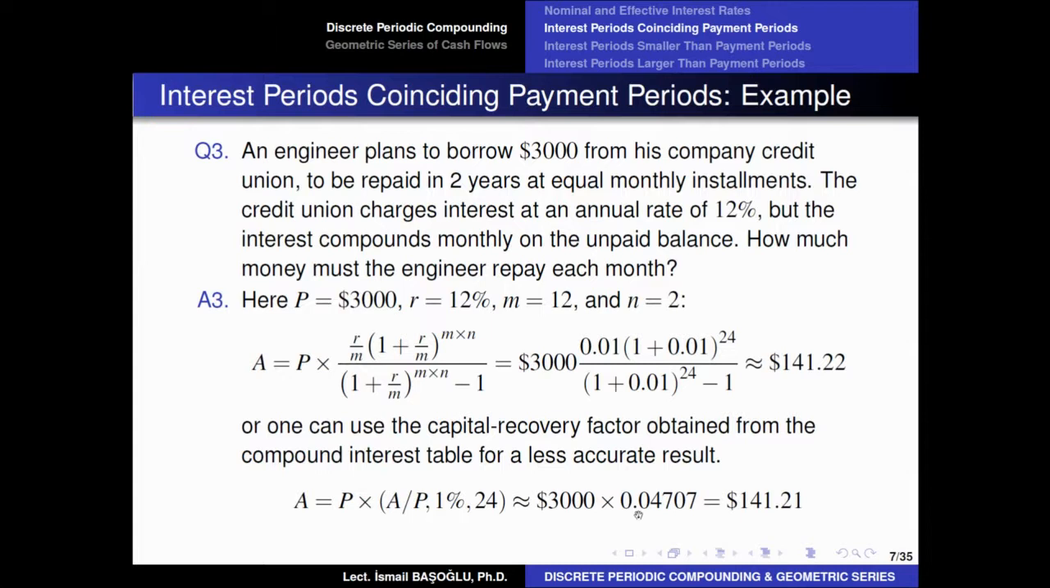And that capital recovery factor would be 0.04707 if you check the table. And again, you are going to get a value which is very close to the value you obtained in the exact formulation.